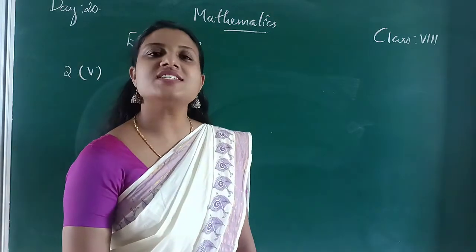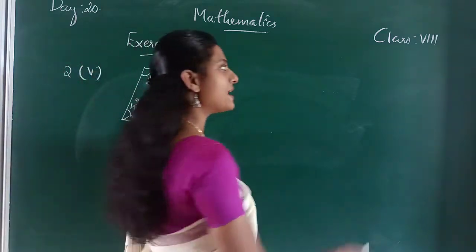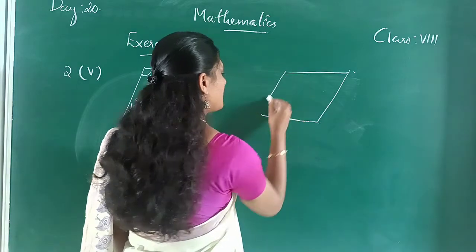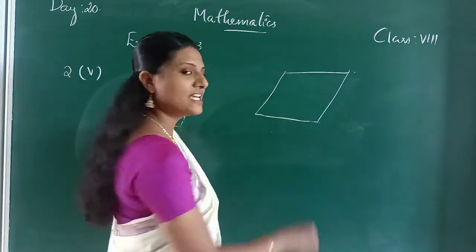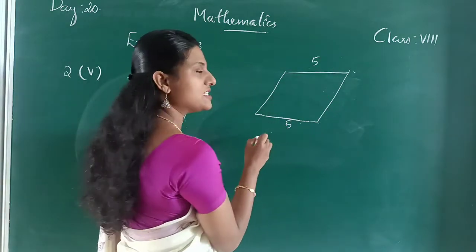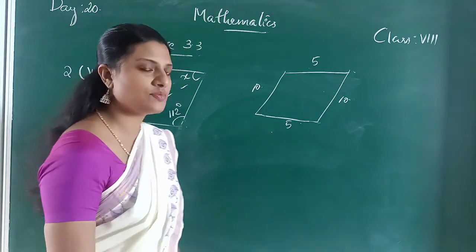Last class we studied about parallelograms. Do you remember the properties of a parallelogram? So this is a parallelogram. Which are the properties of a parallelogram? Opposite sides are equal. Right? This side is 5 centimeter, this is 5 centimeter, and this is 10 centimeter. This side is also 10 centimeter.